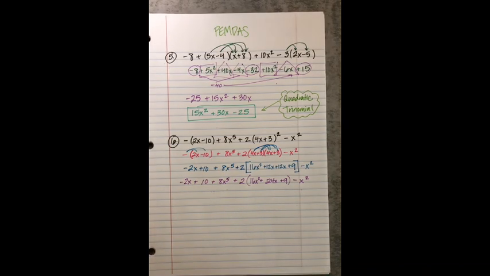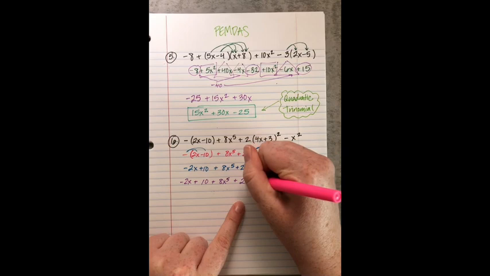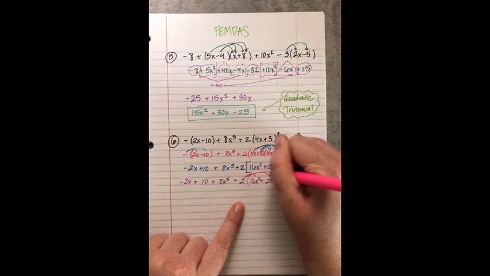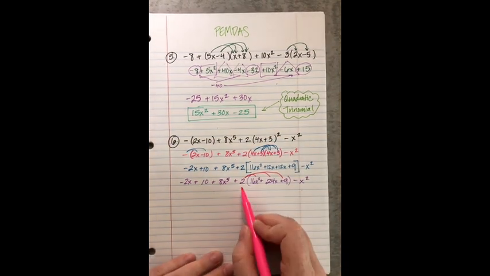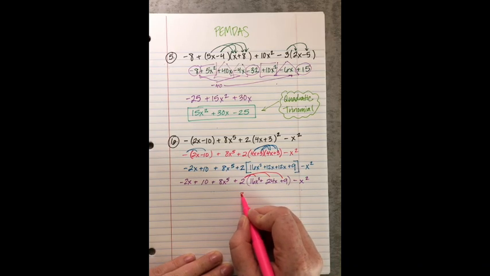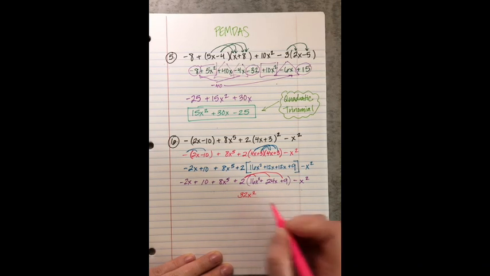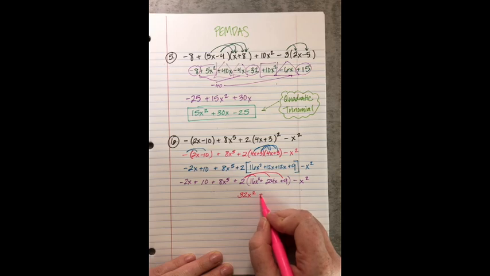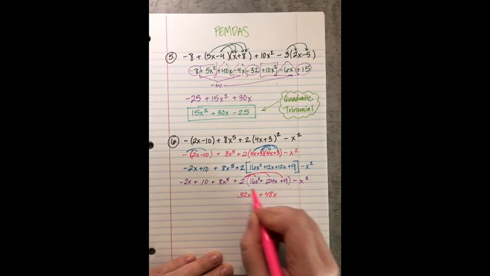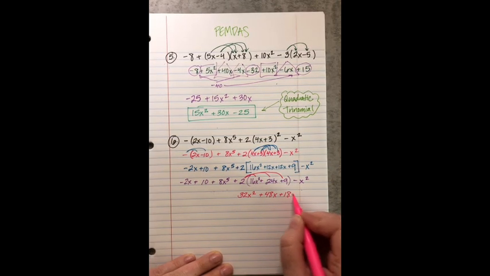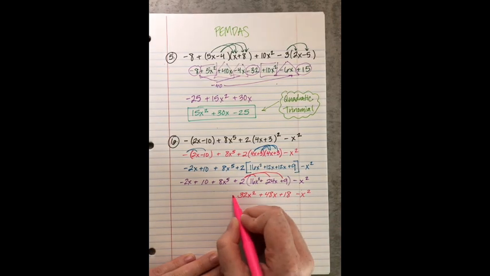Okay, we still have some multiplying to do though. This is the distributive property right here. So let's multiply that 2 through. 2 times 16x squared is 32x squared. 2 times 24x is 48x. 2 times 9 is 18. Drop down everything else.